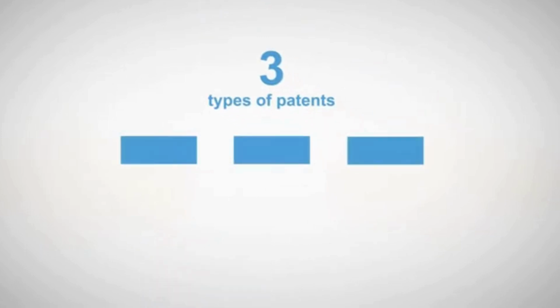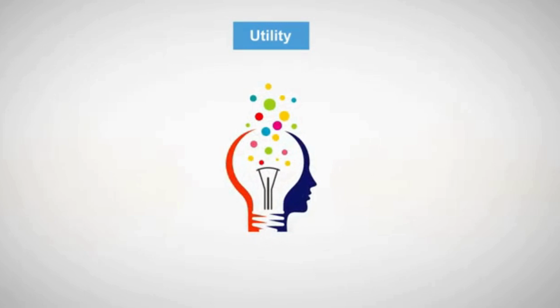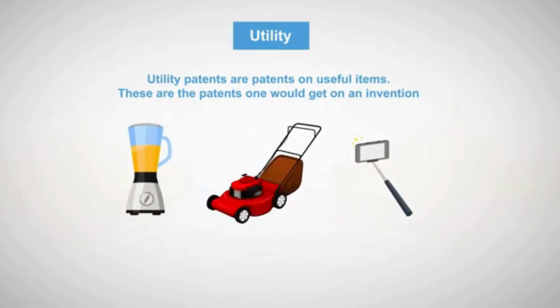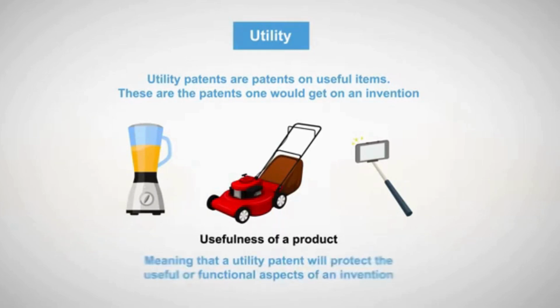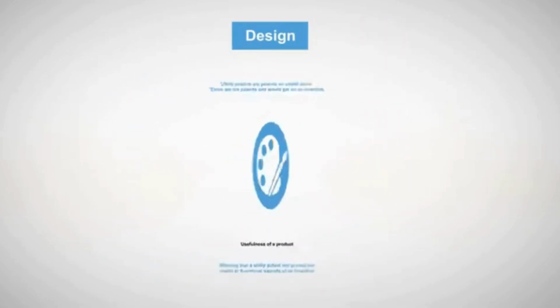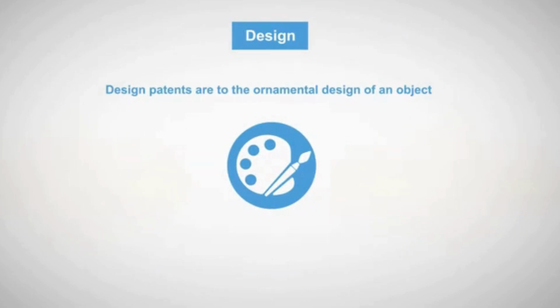There are three types of patents. These three are utility, design, and plant. Utility patents are what people think of when they think patents. Utility patents are patents on useful items. These are the patents one would get on an invention. Such a patent covers the usefulness of a product, meaning that a utility patent will protect the useful or functional aspects of an invention. Design patents are to the ornamental design of an object.